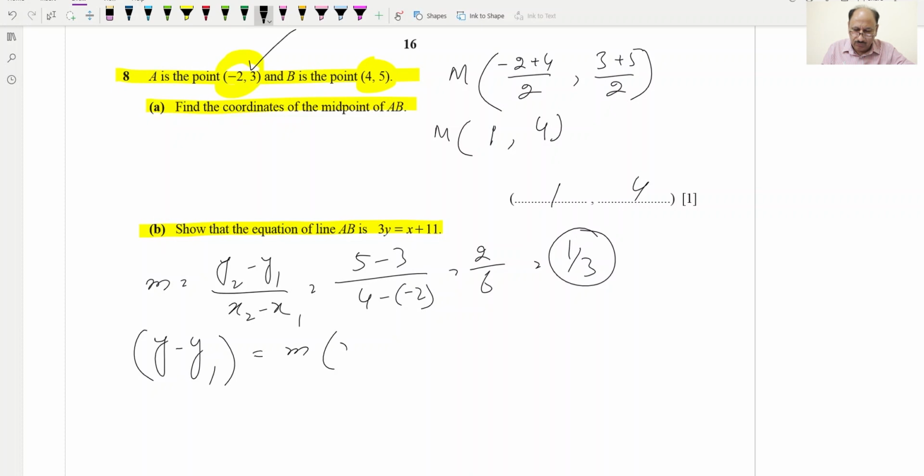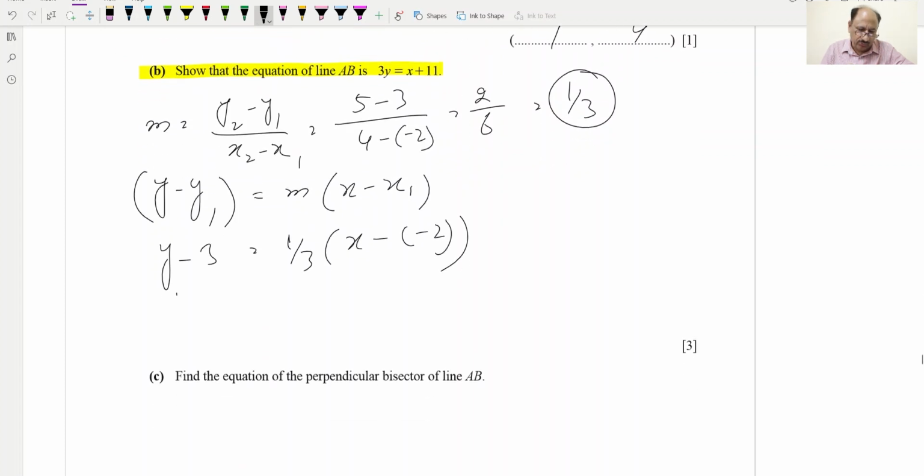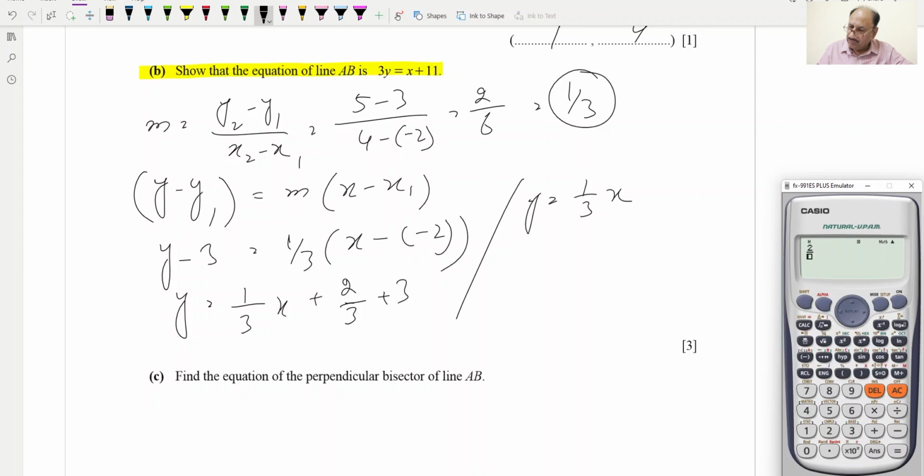This is equal to m into x minus x1, and y minus y1, which is 3, is equal to m, which is 1 by 3, into x minus x1, which is minus 2 in brackets. This will be equal to y is equal to 1 by 3x plus 2 by 3 plus 3, and this one we can solve by the help of calculator. Our final answer will be y is equal to 1 by 3x, and this will be 2 over 3 plus 3 is equal to 11 by 3.